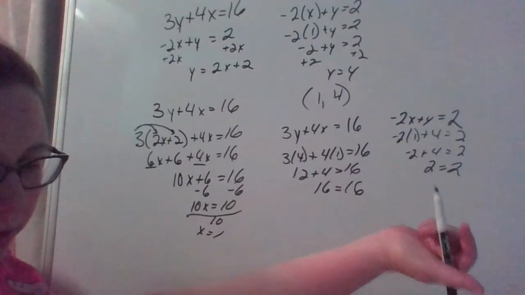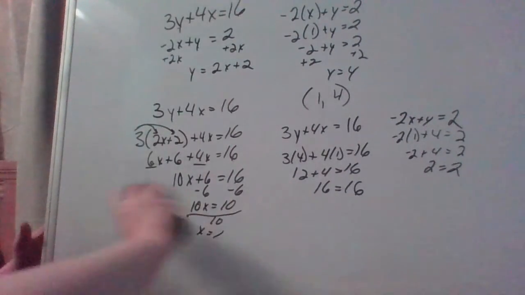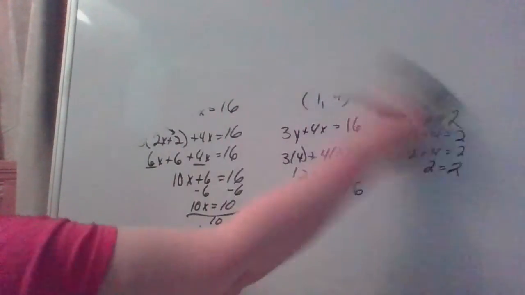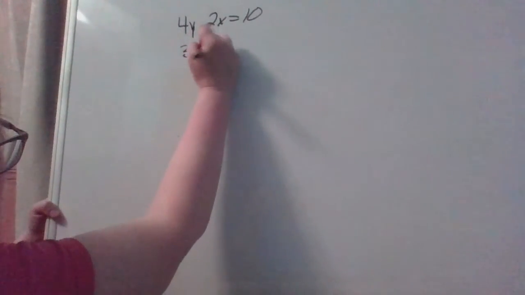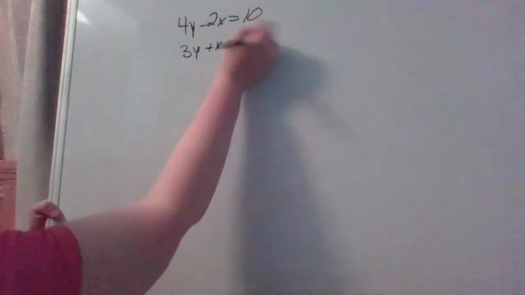Go ahead, try got it 2A, and come on back. 2A gives us 4y minus 2x equals 10, and 3y plus x equals 15.